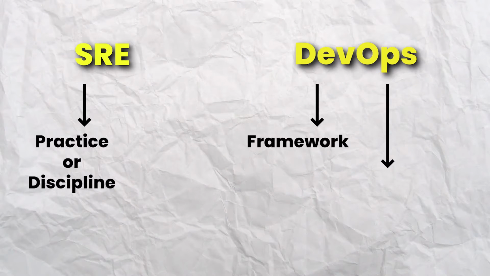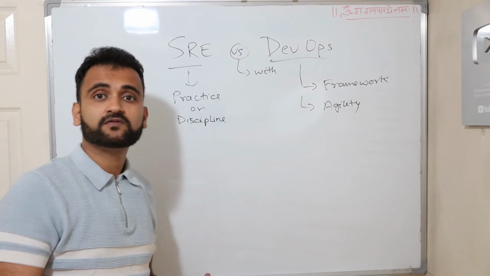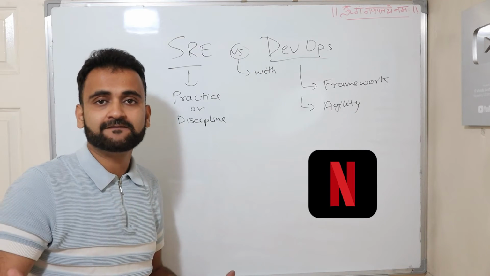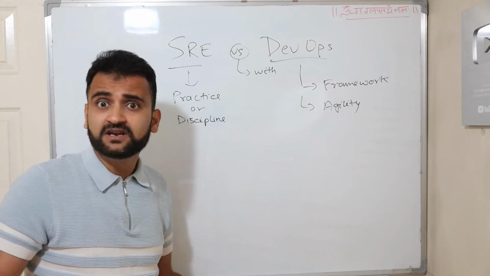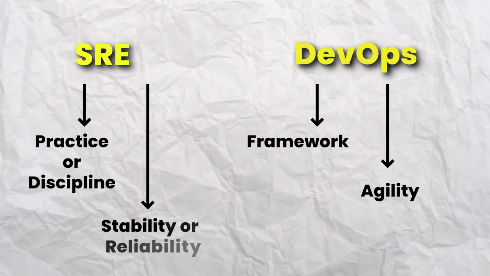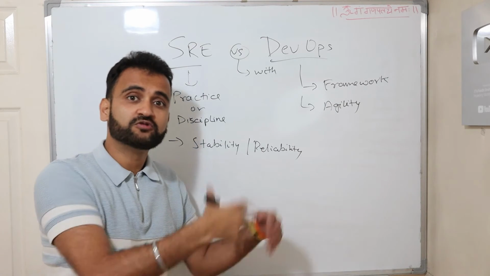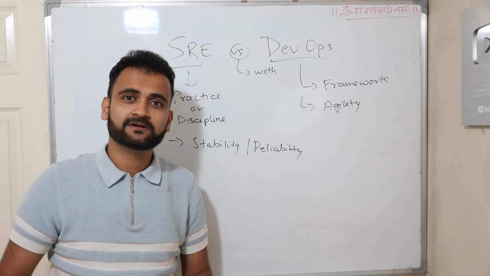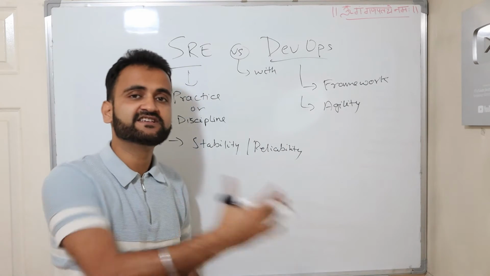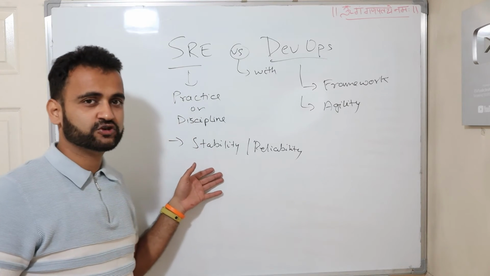DevOps will always focus on agility, because any DevOps engineer or any DevOps framework wants to release new versions of code quickly. For example, Netflix, they want to release features every day, every hour, right? But at the same time, SRE focuses on stability, or what we say as reliability. So while Netflix wants to release those features, it should not happen that a popular show of Netflix goes offline just because they release a bug into production environment. So who ensures that does not happen? That's the responsibility of SRE.